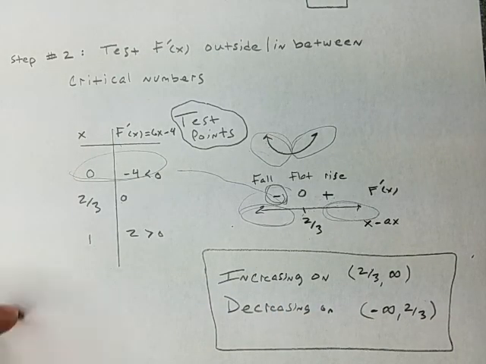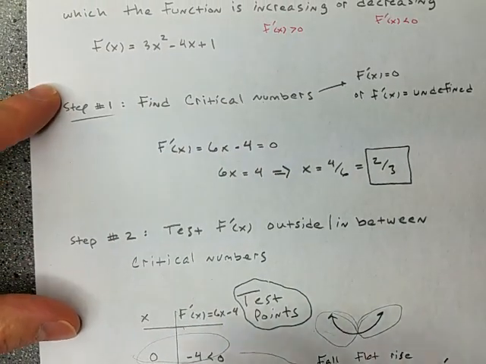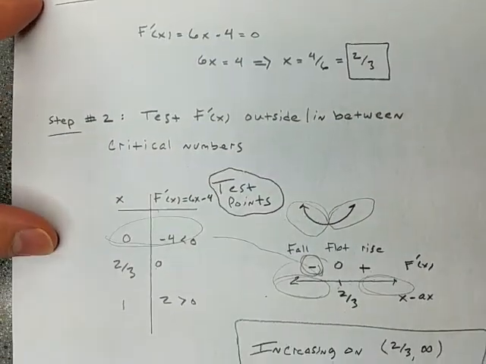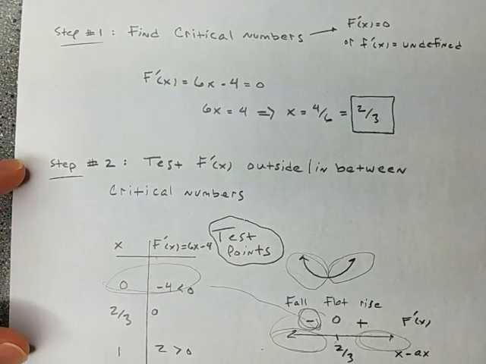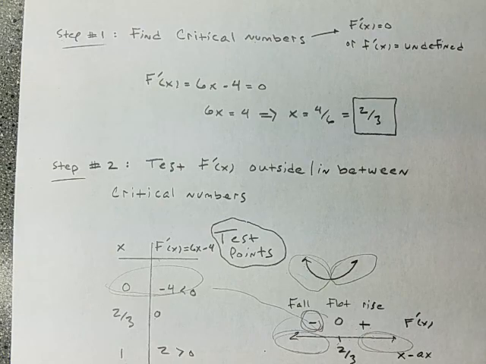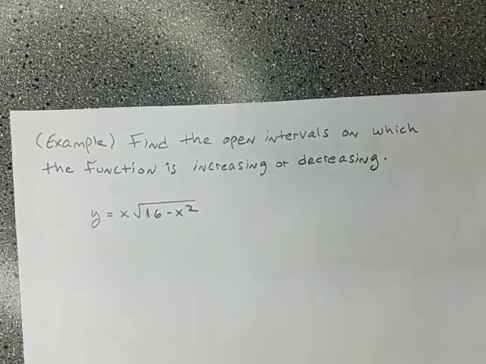All right, so there's our first example with the procedure outlined for how we get intervals where the curve is rising and falling. It divides into 2 steps. Find the critical numbers and then test outside of or in between the critical numbers. All right, let's do one with the math being a little bit more involved. That'd be this one.